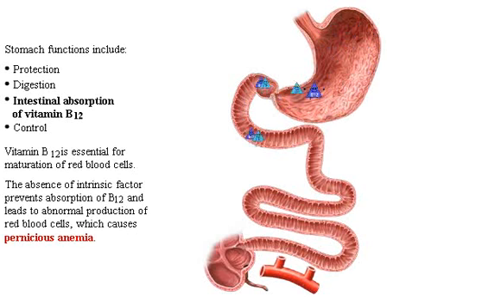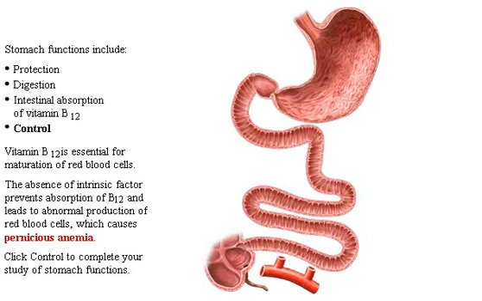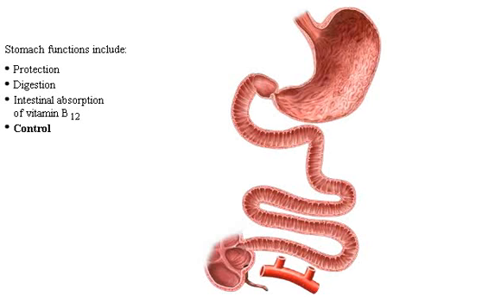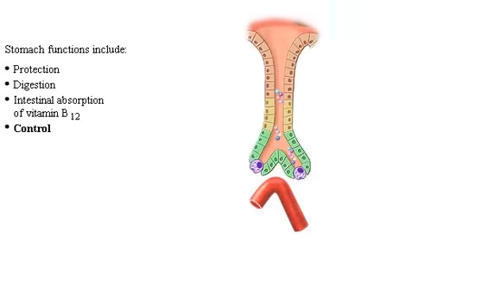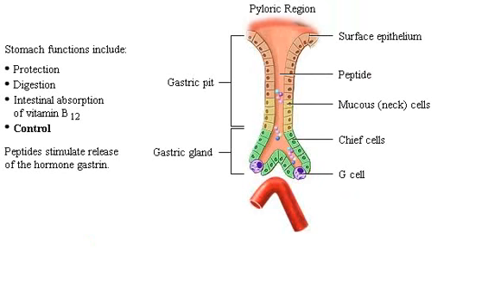Vitamin B12 is essential for maturation of red blood cells. The absence of intrinsic factor prevents absorption of B12 and leads to abnormal production of red blood cells, which causes pernicious anemia. Click Control to complete your study of stomach functions. Peptides stimulate release of the hormone gastrin. Click the gastric pit to see the actions of gastrin and hydrochloric acid.